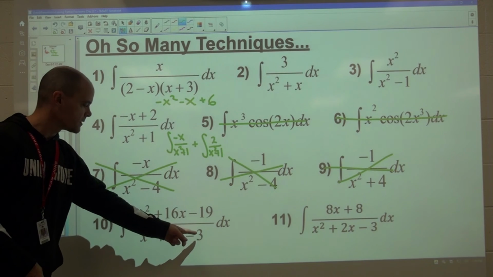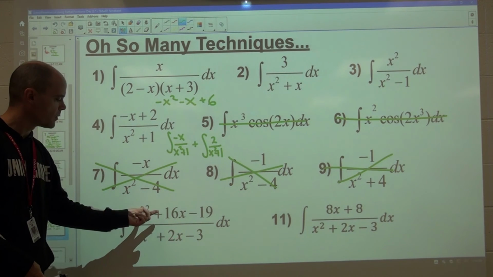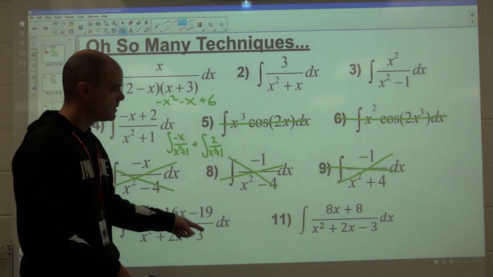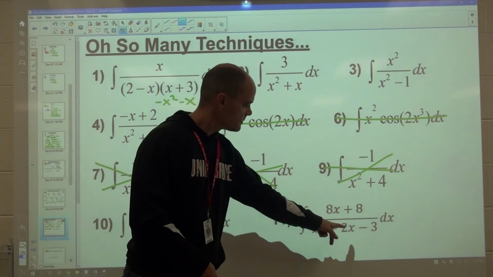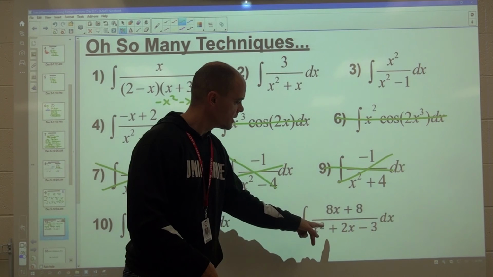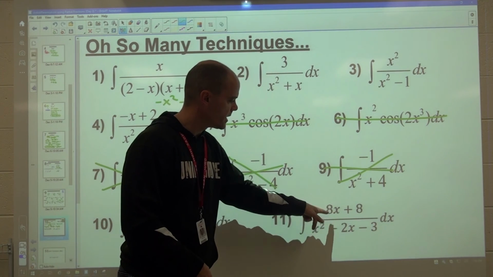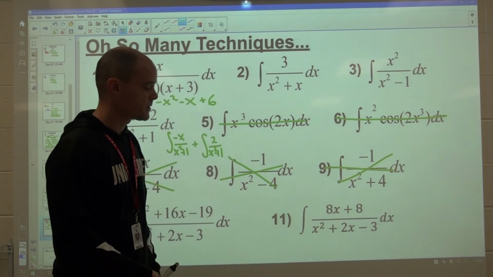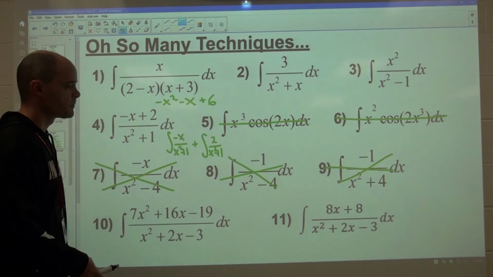And then what about these last two? Looks like this factors. U sub would not work. This is a long divide and a partial fraction. And it looks like this factors, and this is not the derivative of that. This is not a long divide. You would just jump right into a partial fraction here and be done.